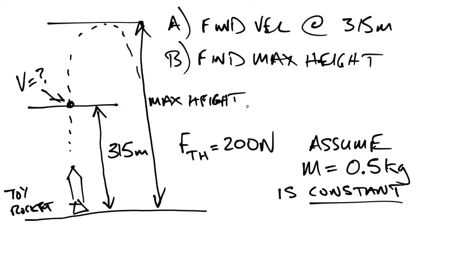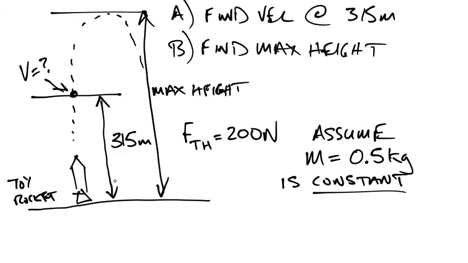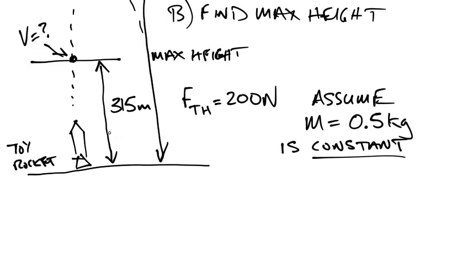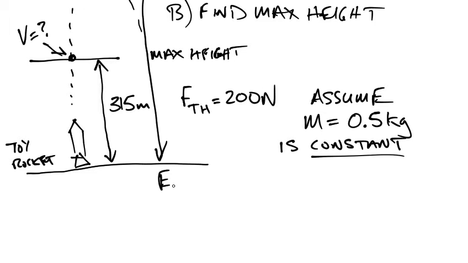So how are we going to do this? Well, obviously we could use dynamics and do free body diagrams, but that's not what we're going to do. We're going to approach this problem using energy methods. So if we use conservation of energy, we have the initial energy equal to the final energy. Let's actually write out the equation.